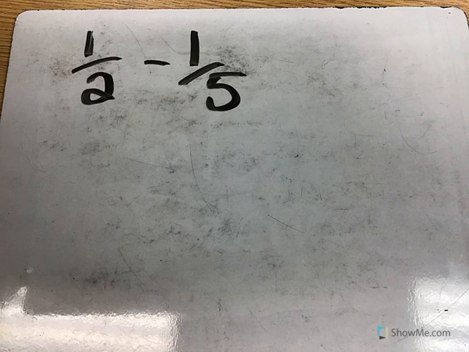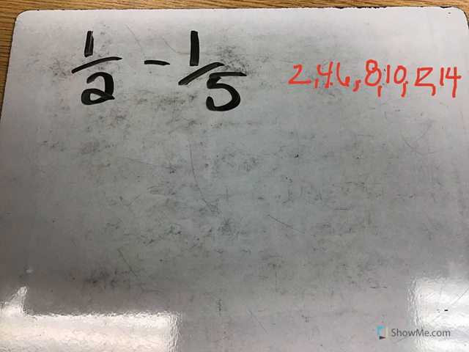My denominators are 2 and 5, so I'm going to list my multiples. 2, 4, 6, 8, 10, 12, and so on. Now, I'm going to circle the 10 because I know 5 will go into 10. They both have a common multiple of 10.